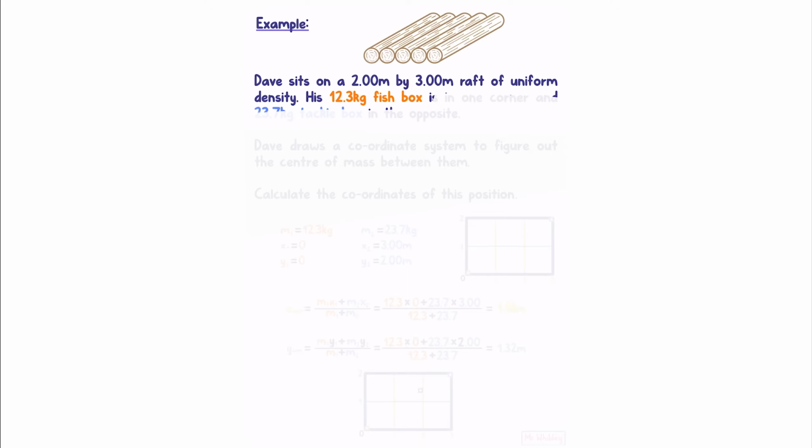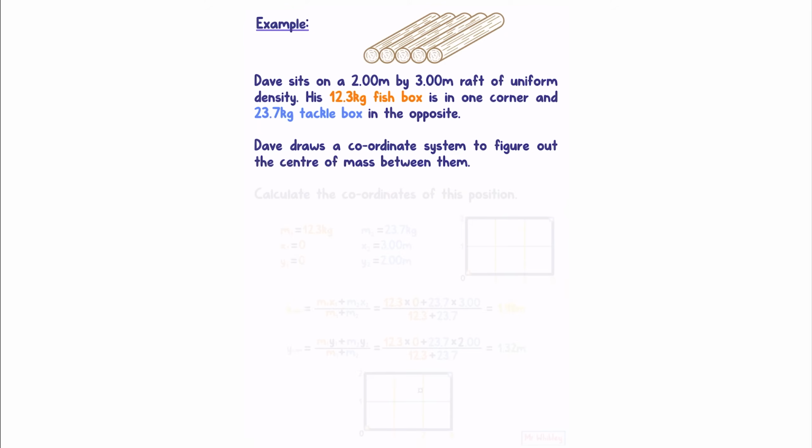Dave sits on a 2 meter by 3 meter raft of uniform density. His 12.3 kilogram fish box is in one corner and his 23.7 kilogram tackle box is in the opposite. Dave draws a coordinate system to figure out the center of mass between them. Calculate the coordinates of this position.